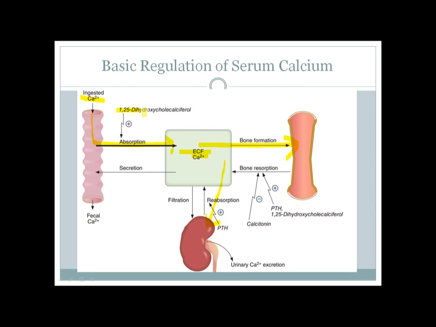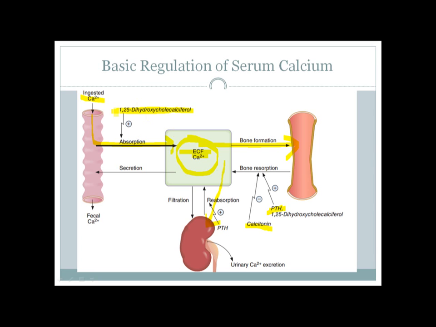One is the active form of vitamin D, or 1,25 dihydroxycholecalciferol. Another controller is parathyroid hormone, and the least important controller here is calcitonin. The basic role of dihydroxycholecalciferol and parathyroid hormone is to raise the calcium level in the blood. That's their main target. Always remember that. To achieve that target, they will do anything.